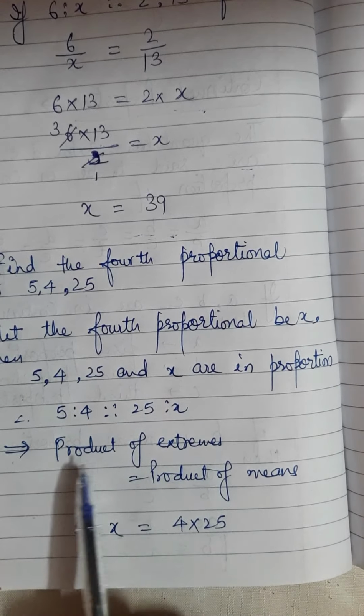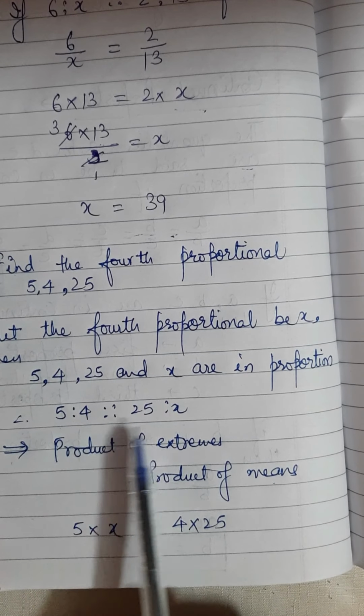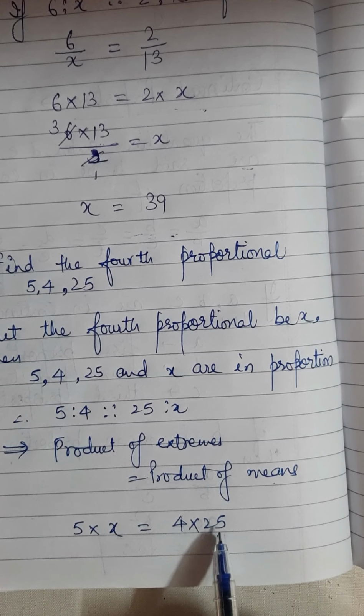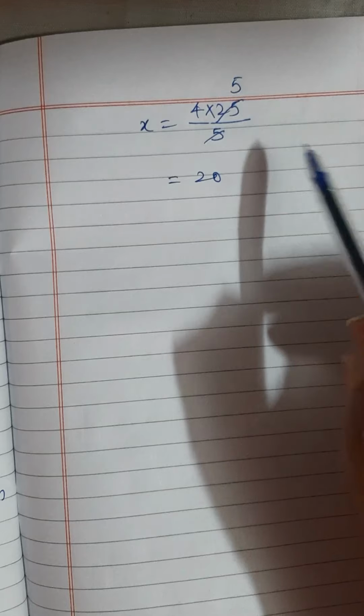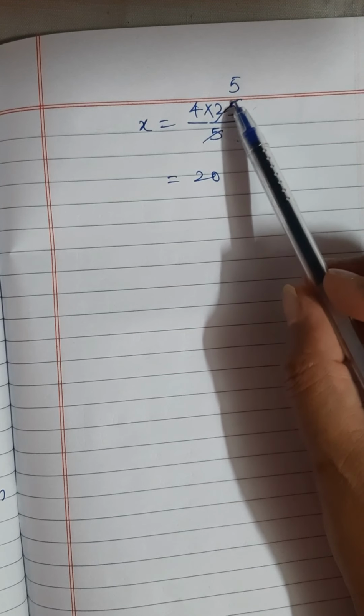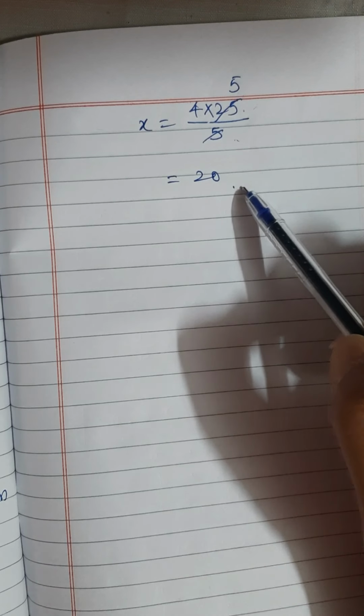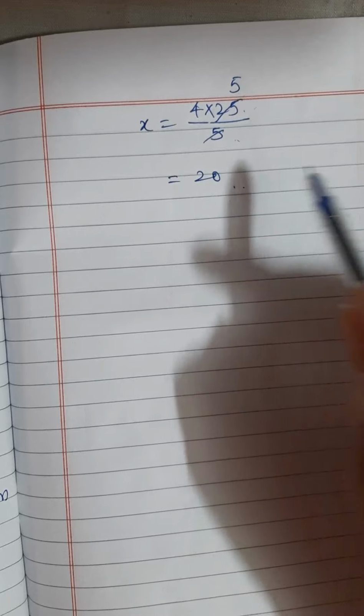And we have the rule that product of extremes is equal to product of means. We write 5 into x is equal to 4 into 25. Right. So this gives x is equal to 4 into 25 by 5. We get that 25 by 5 is 5. 4 into 5 is 20. So this is the value of x.